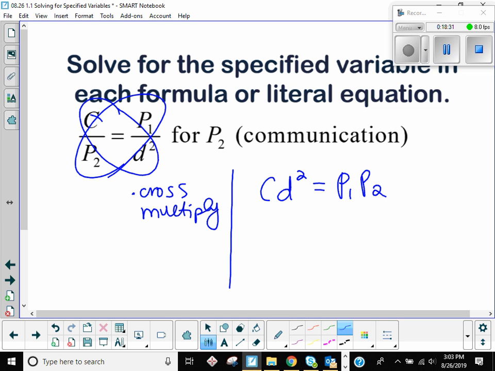P2 times P1, divide. Well, we want P2 by itself, so we want it to stay there. Divide by P1. So P2 equals CD squared over P1.